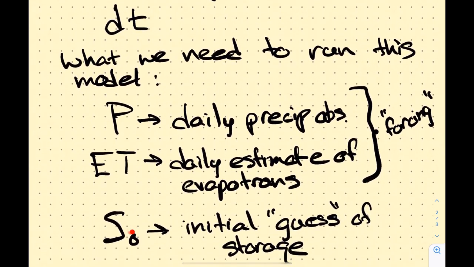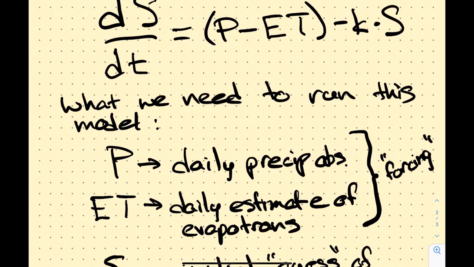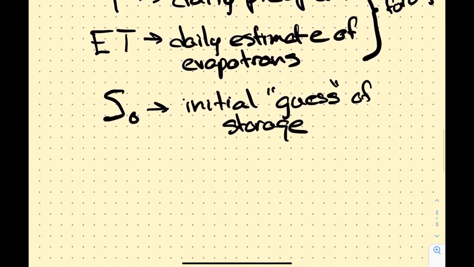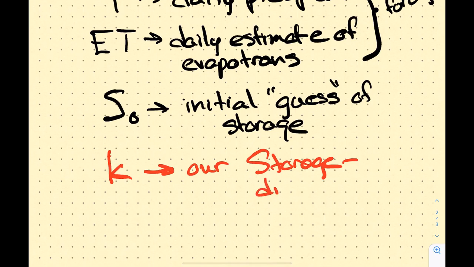So S0 is sort of just a guess of that, or we would guess the model and run it for a really long time until it stabilizes given our forcings, okay? That's a whole side issue with respect to how we construct and conceptualize models. We covered a little bit of that way back when we talked about box models. This is a box model. But that's not what I want to talk about here. What we're going to talk about here is this idea that we need K. This is our parameter, this is our storage discharge parameter.